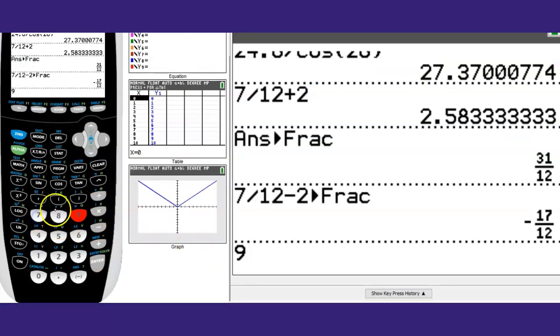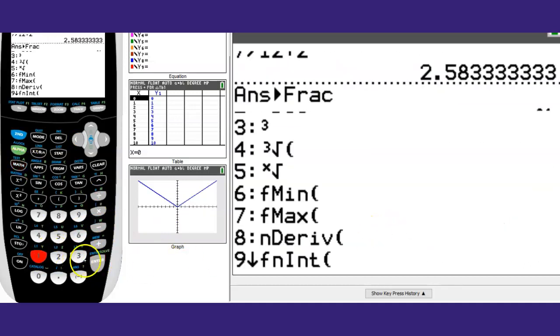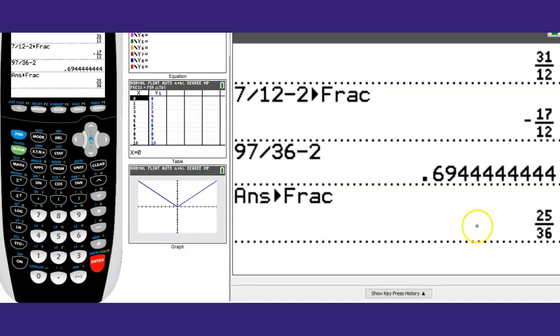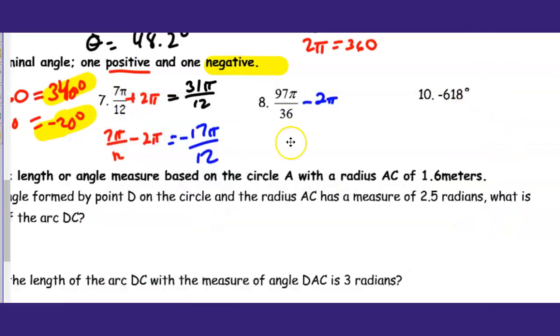97 divided by 36 minus 2. Oh, math fraction. So 25 over 36 is going to be a positive 25 pi over 36. When you do that, make sure you don't forget your pi, okay? All right, and then I need to keep going. That's still really large.